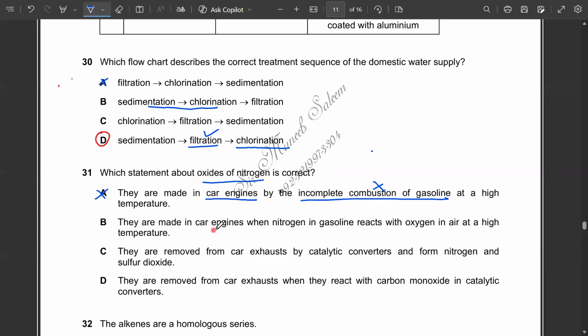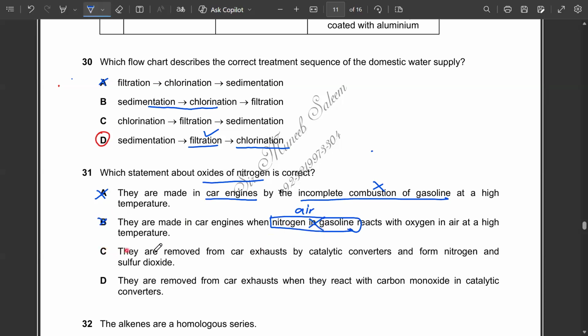B says they are made in the car engine when nitrogen and gasoline react with oxygen in air at a high temperature. This statement also seems to be correct, that nitrogen is converted to oxide by high temperature. But the thing is that nitrogen in gasoline is wrong. Nitrogen is just not there in the gasoline, rather it is present in the air. Nitrogen is present in the air, not in the gasoline. So because of this wrong fact, it is invalid.